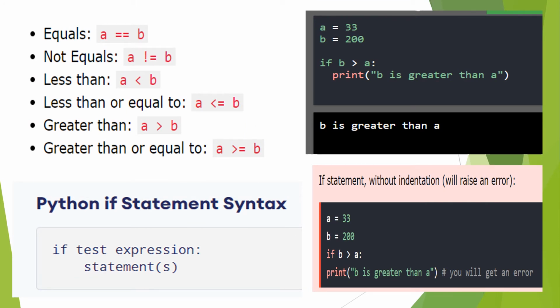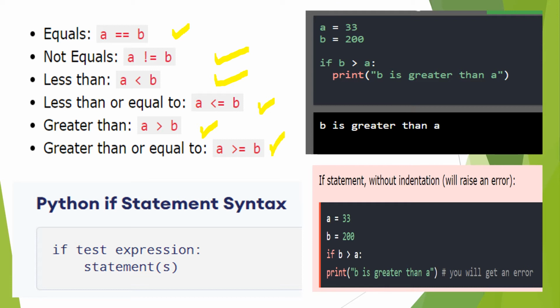Python supports the usual logical conditions from mathematics, such as A equals B, A not equal to B, A less than B, A less than or equal to B, A greater than B, A greater than or equal to B. So they are just an example. These conditions can be used in several ways, most commonly in if statements and loops.